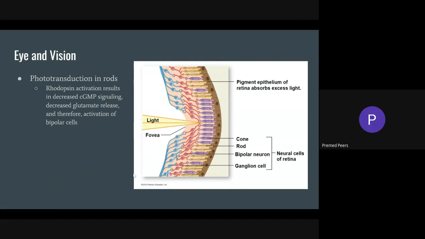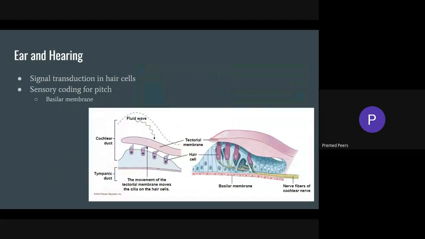All right. And then I believe this is our last slide for content review. This is just over ear and hearing. So once again, please review your ear anatomy. I think that that's pretty basic and important to know when it comes to the MCAT. And again, if you have questions, you can always Slack me or anyone else on our tutoring team.